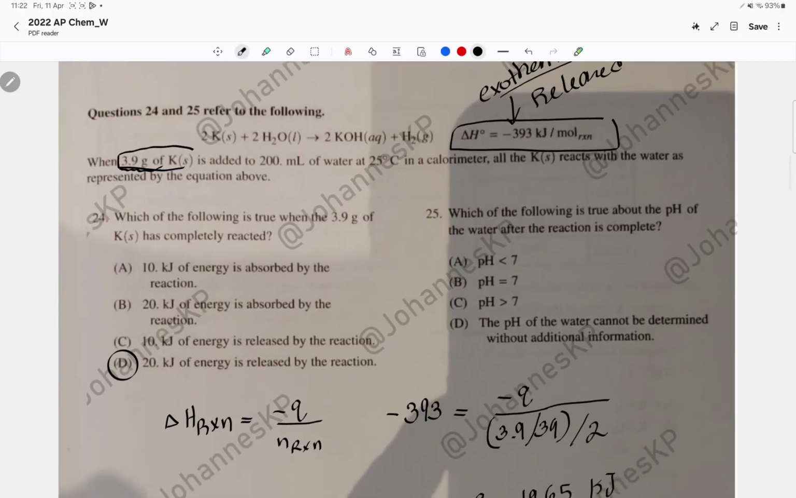Which of the following is true about the pH of the water after the reaction is complete? Well, you are going to be getting a base in the products. It has to be basic. The pH has to be more than 7.